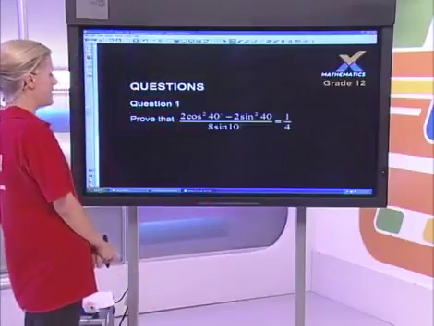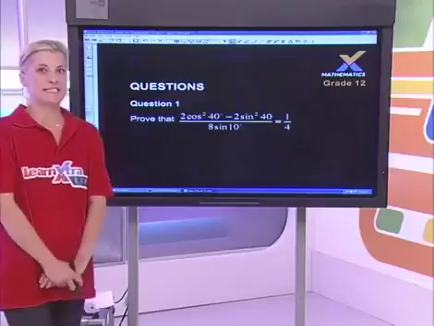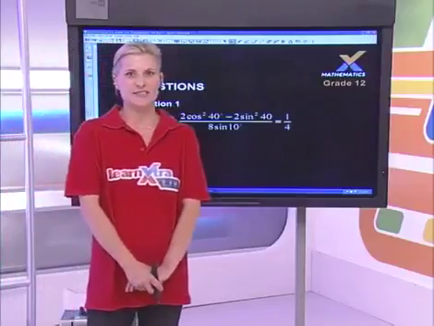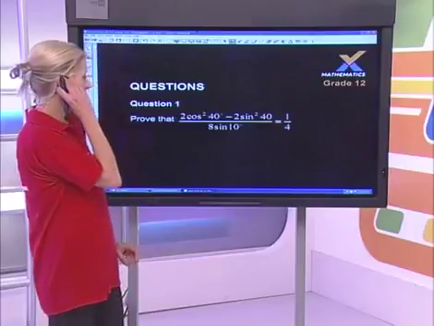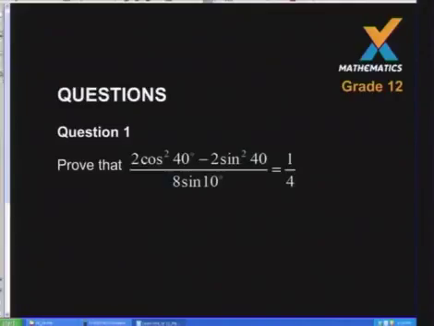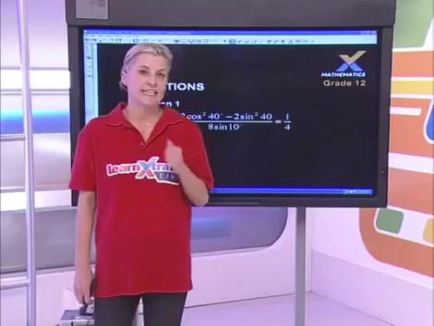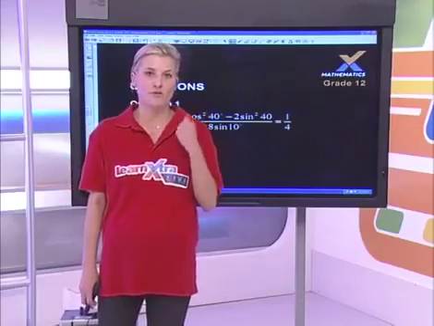All right, guys, so now here I am faced with another expression that doesn't have any special angles in it, really, and it's looking a little bit frightening, maybe. We have on the left-hand side 2 cos squared 40 degrees minus 2 sine squared 40 degrees, all divided by 8 sine 10. And we have to prove that our expression on the left-hand side is equal to a quarter, 1 over 4.